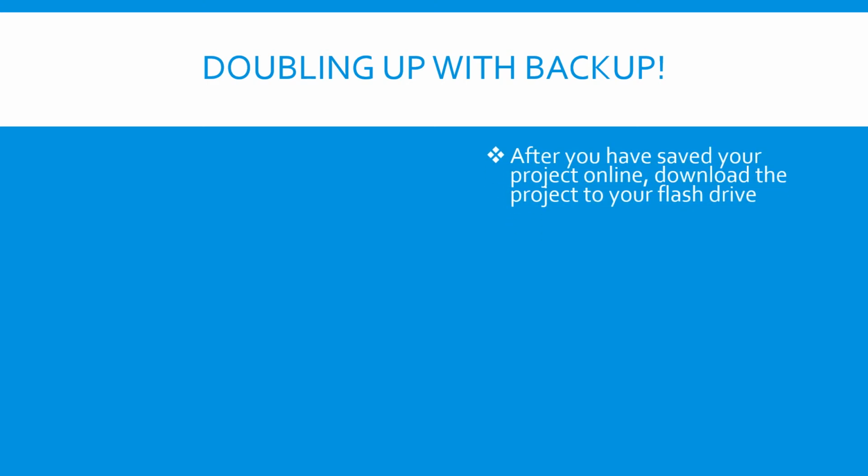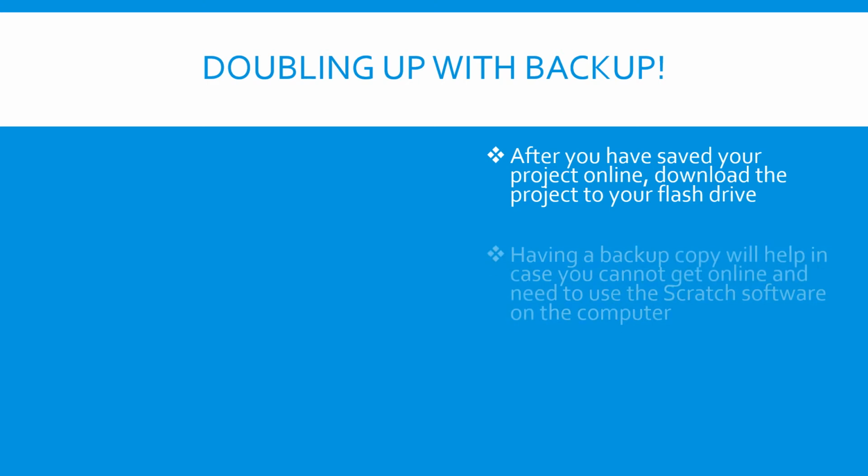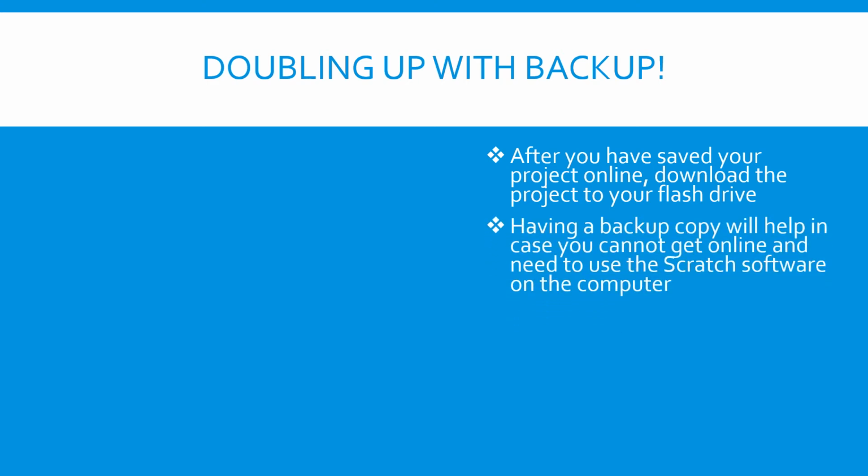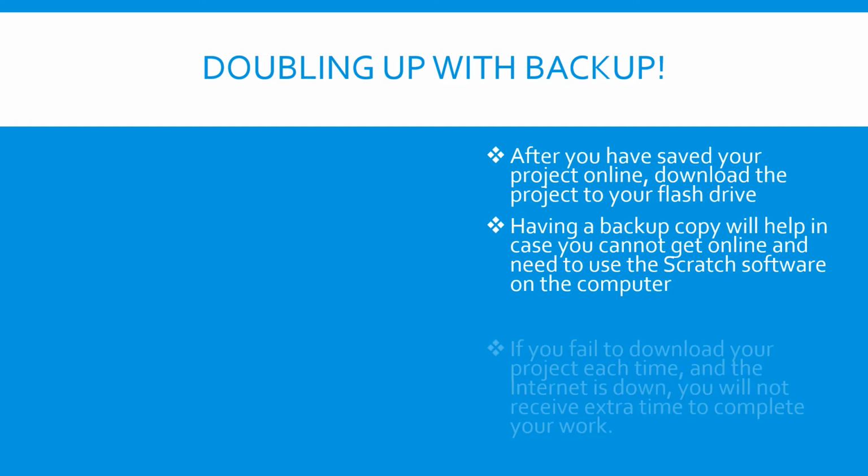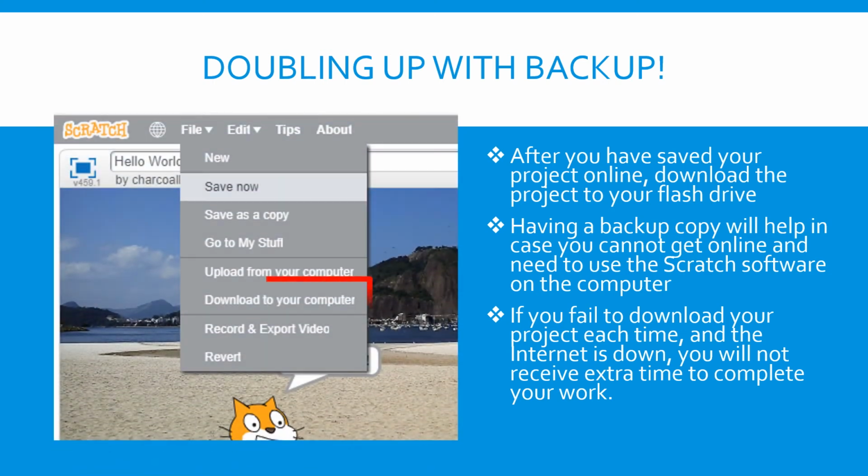Doubling up. After you have saved your project online, download the project to your flash drive. Having a backup copy will help you in case you cannot get online and have to use the Scratch software on the computer. If you fail to download your project each time and the internet is down, you will not receive extra time to complete your work. It is your responsibility to make sure you download your project to your flash drive each time you leave the classroom.